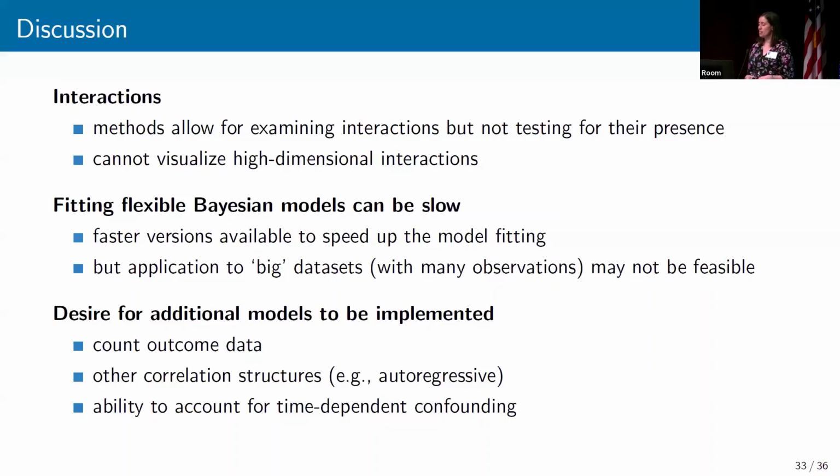Another key challenge is that fitting flexible Bayesian models can be slow. There are faster versions, the Gaussian predictive process, but even with that, big applications with many observations can just not really be feasible, especially when you're saying to do sensitivity analyses. And there's also desire for additional models to be implemented.